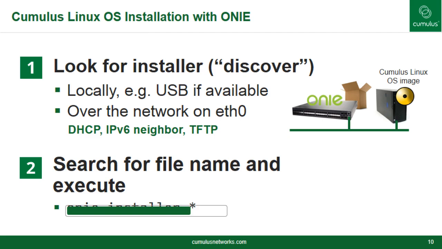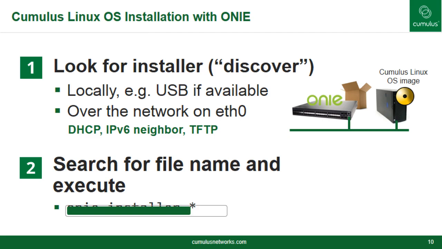The image just has to be named ONI-installer and then something afterwards. It'll go through a waterfall looking for both architecture and hardware type. It will also then try ETH0, the management interface, will try the DHCP. If that doesn't work, it will look for IPv6 neighbor in case you have an all IPv6 network. And then if that doesn't work, it TFTPs to an already known address to request the file.